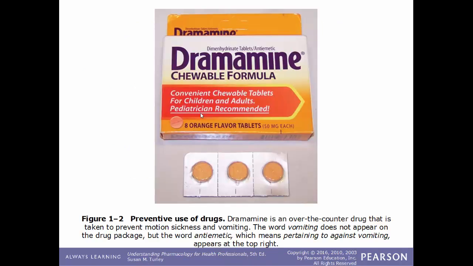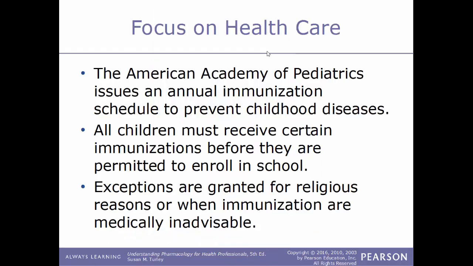Alright, in this image we have an example of Dramamine, which is a very common over-the-counter drug used to prevent motion sickness and vomiting. Alright, focus on healthcare. The American Academy of Pediatrics issues an annual immunization schedule to prevent childhood diseases. Now, all children must receive certain immunizations before they can go to school. Exceptions to this rule are granted for religious reasons or when immunizations aren't medically advisable.